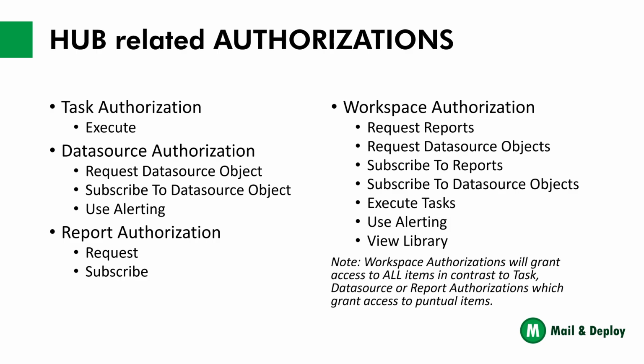There are two main types. Global Hub authorizations. These grant access to all items in a category. Punctual or granular authorizations. These give access to individual reports or tasks.